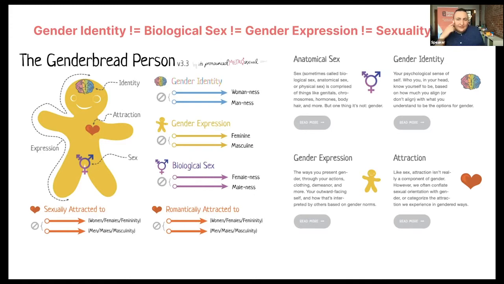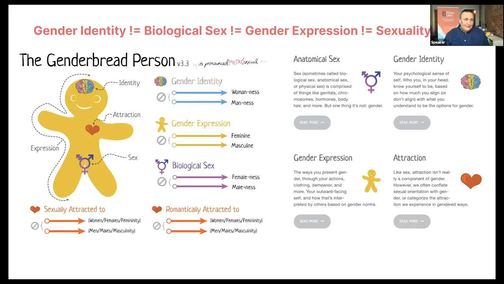And the other way the genderbread person is interesting is it encourages people to think about these things on a continuum. So it's not necessarily an identity of I feel like a man or I feel like a woman, but the idea that we can feel both and on different levels. So someone who identifies solely as a woman would probably be pretty far along that continuum of womanness and either not on that continuum or pretty low on manness. But I like this example because it leaves room for a lot of flexibility in how people identify.